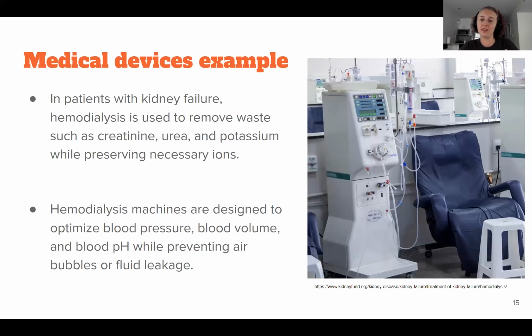So there's a lot of different components of this machine. We need to take into account the different fluid mechanics, like we said. There's obviously a lot of circuits in it as well. And then we also need to have that underlying medical knowledge of how the kidneys function in order to design this properly.